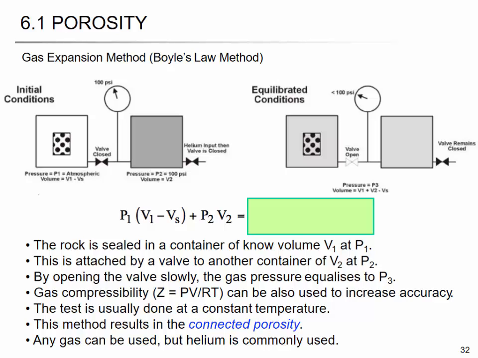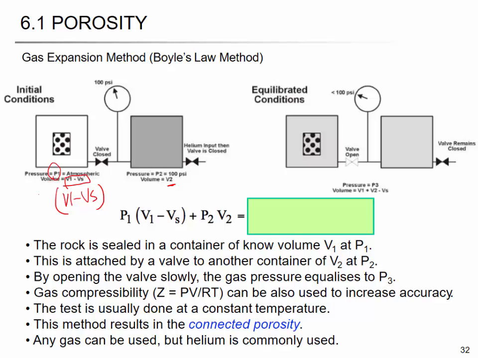So you have a P1, and the gas volume here is V1 minus Vs. Here Vs is the solid volume of this rock. Then this chamber is connected to another chamber with known volume and known pressure. Here the pressure is P2 and the volume is V2. Then you just open the valve and wait until the pressure is equilibrated under isothermal condition.